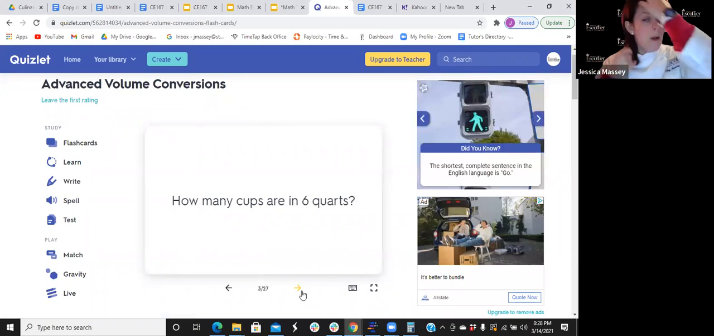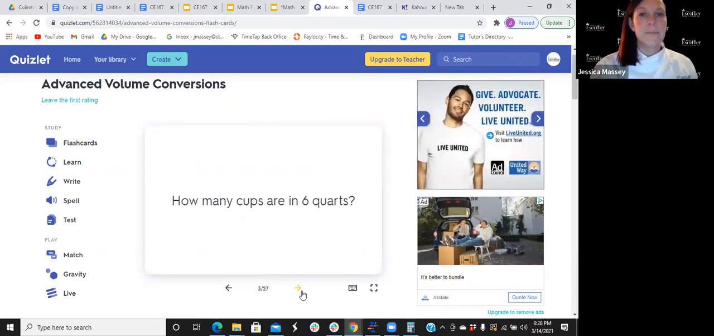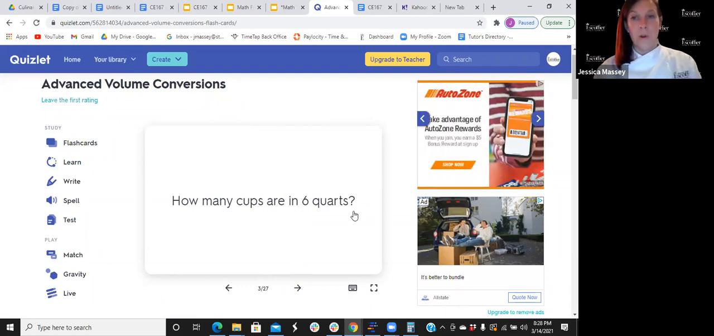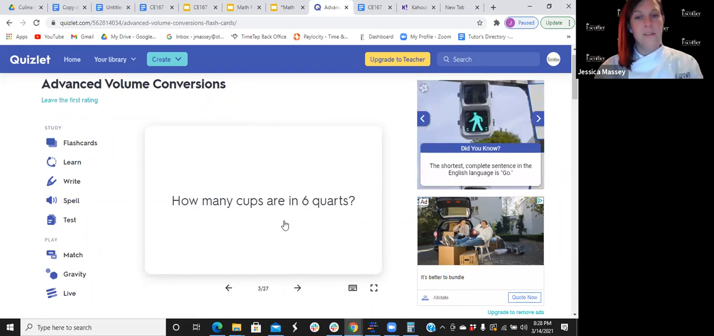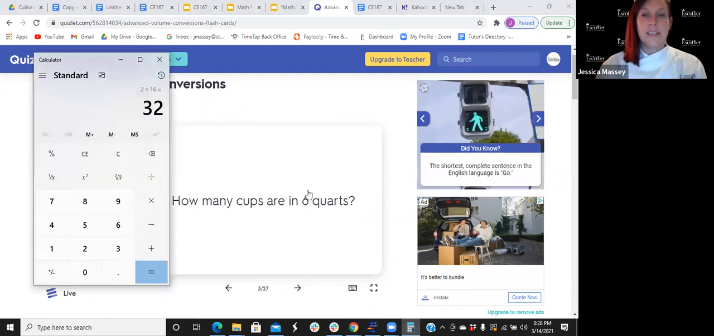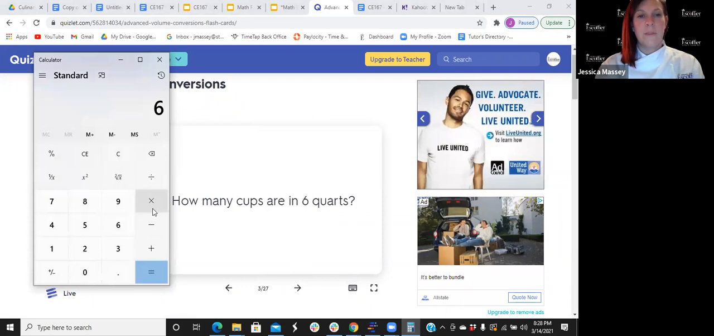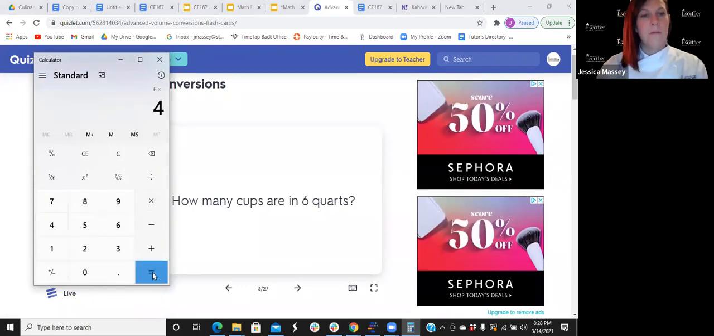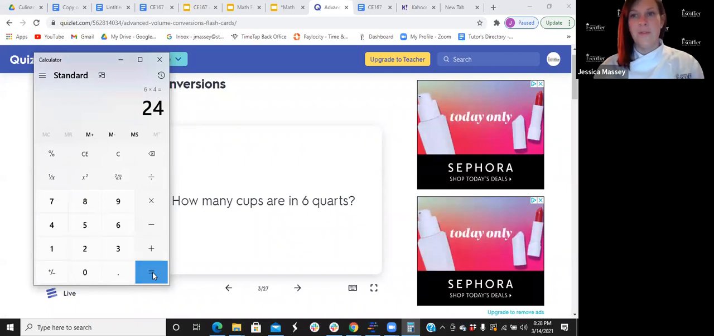How many cups are in 6 quarts? Again, a cup is smaller than a quart, so you're multiplying. How many cups are in 1 quart? We've got 4 cups to 1 quart. So you take your 6 quarts, multiply by your 4 cups for each quart you have, and that gets us 24.